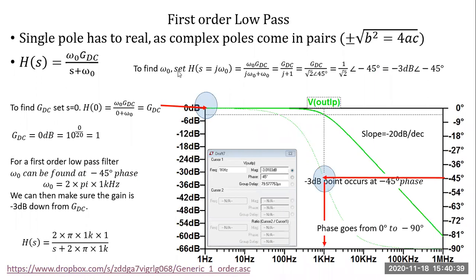So where does this come from? It's easier to go to the low pass filter, right? So what is the magnitude when S equals J omega naught, right? Well, we substitute J omega naught, right? The omega naught cancels out. And so we have the gain DC over J plus 1, convert that into polar coordinates, and we get 1 over the square root of 2, which is not what I said over there.